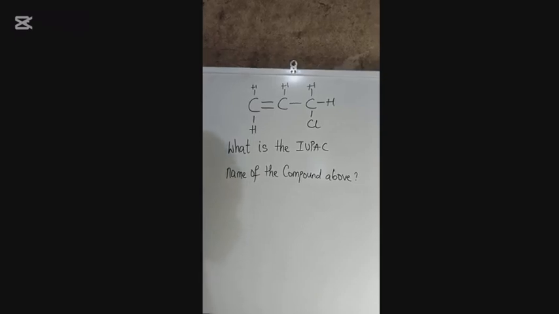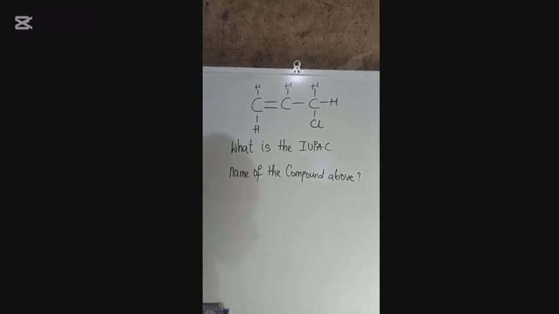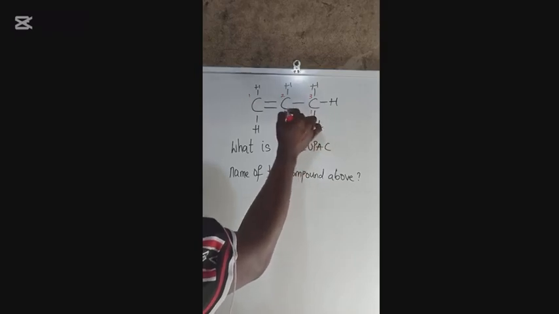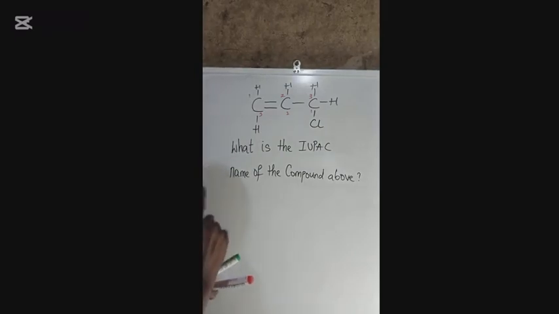Okay, so I guess we are all done writing at this point. Now, from what I just said, the very first thing to do is to identify your longest chain. So we're going to count from left to right. We have 1, 2, 3, and if we count in the reverse direction, 1, 2, 3. So we only have one possible way of counting, which gives us what? Prop. When you have 3 carbon atoms, we call that prop.